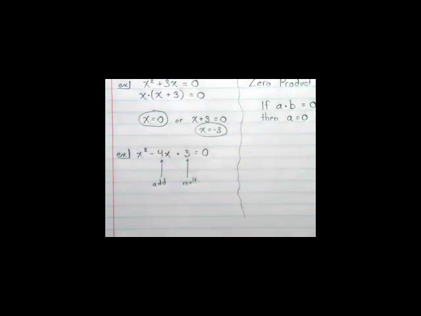You're looking for two numbers that have to add together to give you the one in the middle, but multiply together to give you the one on the end. What two numbers add up to -4, but multiply together to give you 3? -2. You're close.